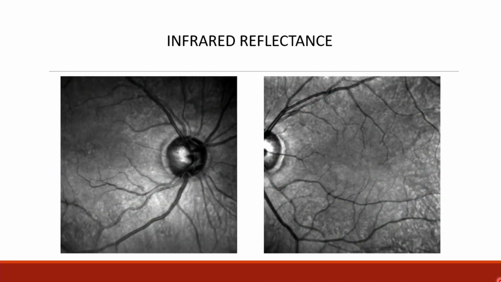So this is the infrared reflectance. Again, it is showing hyperreflectivity in this area, and the previous image is the composite image, and this is the infrared reflectance. So the infrared reflectance and the blue and the green make the composite image. We can see the blue and green composite were within normal limits only, and the infrared reflectance showed these hyperreflective spots in the right eye while they were absent in the left eye.